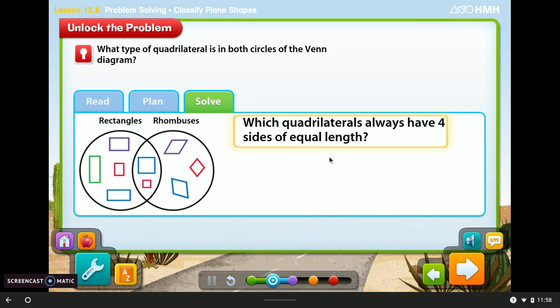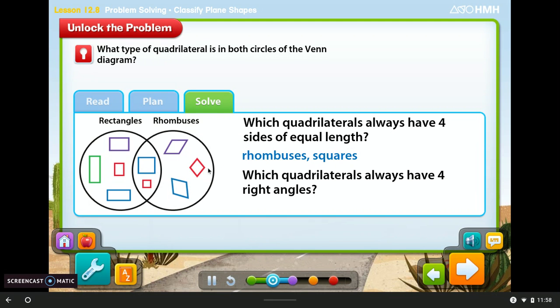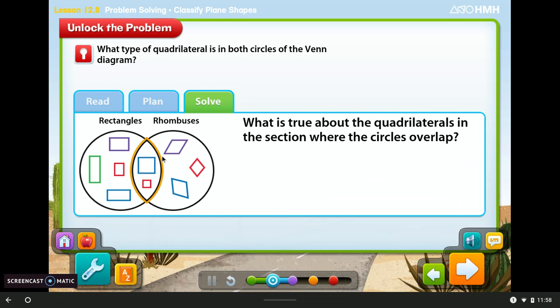Which quadrilaterals have four equal side lengths? Now, your first instinct is to say square, but don't forget about our friend the rhombus. A diamond, or a rhombus, also has four sides that are equal length. Okay? Which quadrilaterals always have four right angles? Now, that means that the corners are nice and sharp. They're not too big, they're not too small, they're those perfect four right angles. Now, that is a rectangle and a square. Remember, a rhombus and a trapezoid can have angles that are bigger or smaller than 90 degrees.